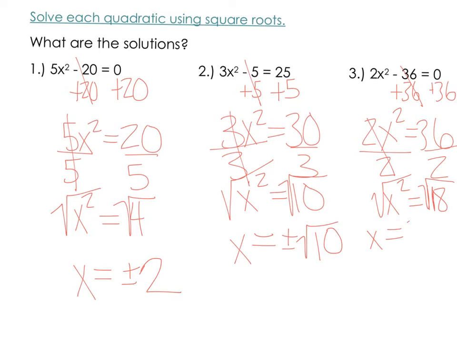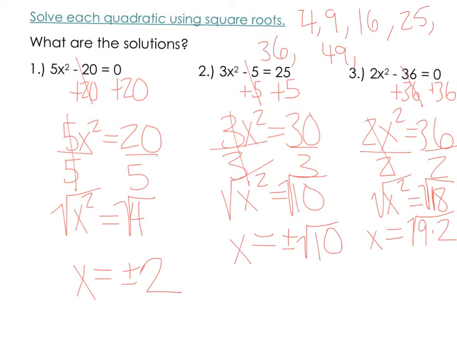So the square root of 18 can be broken up into the square root of 9 times 2. What we're doing here is looking for a perfect square that is in this number that can be divided out of this number. And so the perfect squares are 4, 9, 16, 25, 36, 49, 64, and so on, okay?